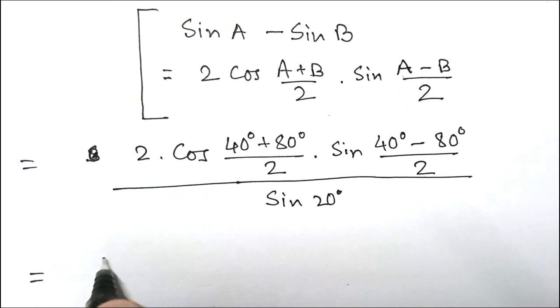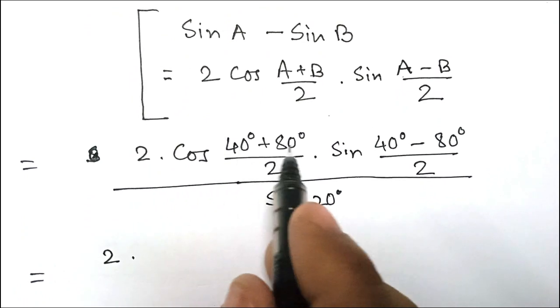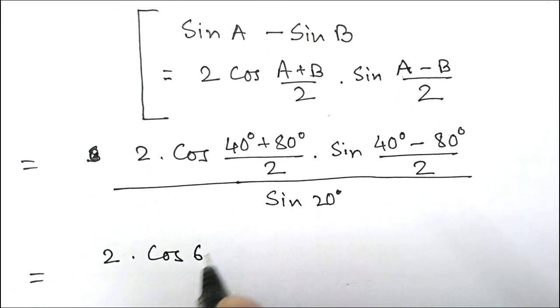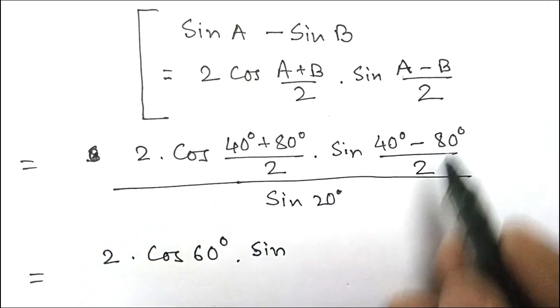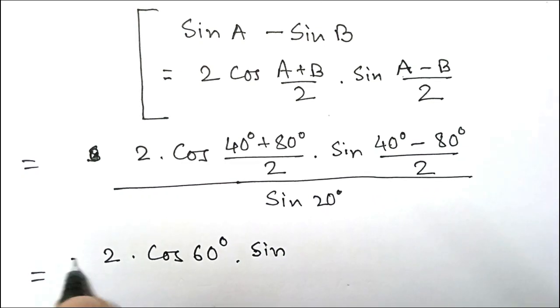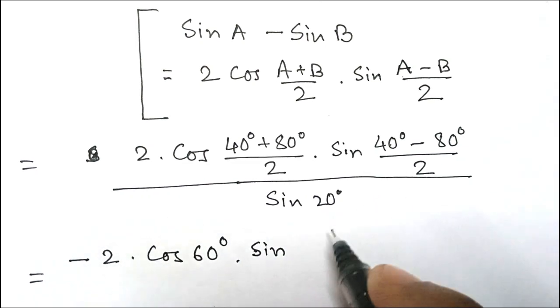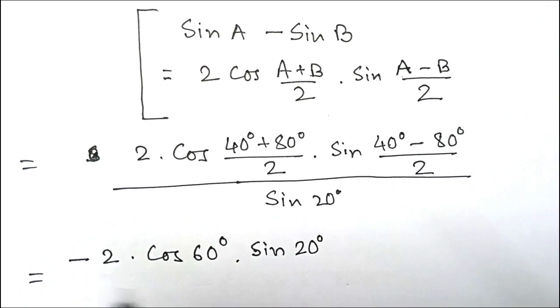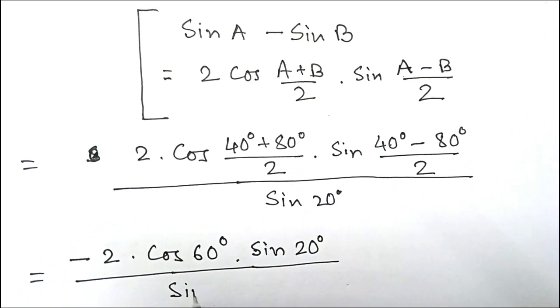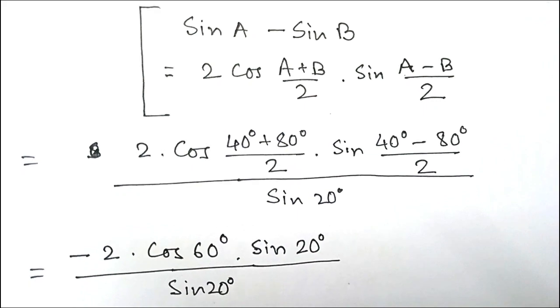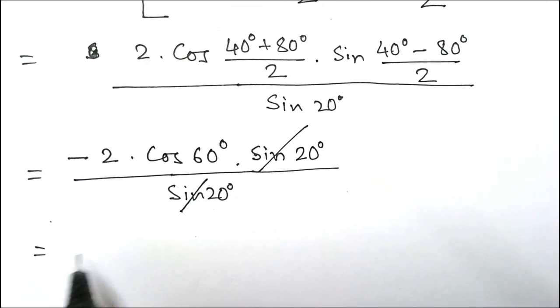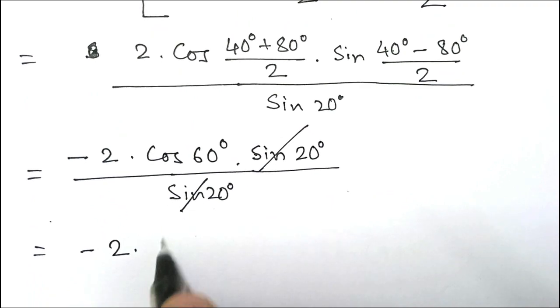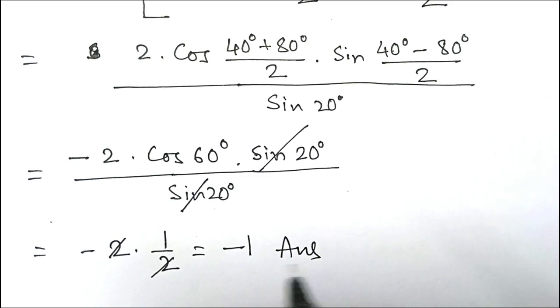Now this will become 2 into cos 120 by 2, so this will be cos 60 degree, into sin (40 minus 80), which means minus 40 degrees, so there will be a minus sign here, and 40 degree by 2 will be sin 20 degree, divided by sin 20 degree. As sin 20 degree's value is greater than 0, this and this will be cancelled out, and cos 60's value will be half, so the value will be minus 1, which is the answer.